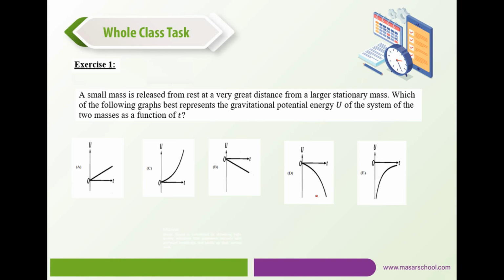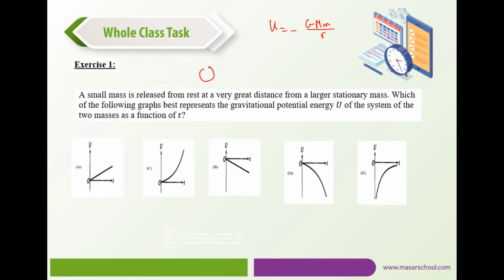Exercise 1. A small mass is released from rest at a very great distance from a larger stationary mass. Which of the following graphs best represents the gravitational potential energy of the system of the two masses as a function of time? You need to pay attention, because functions can be graphed according to different parameters. We have determined U to be given by minus G M m divided by r. If we're plotting U as a function of r, we would get a certain graph. If we're plotting U as a function of time, we'll get another graph, and this depends on our initial and final conditions as well. So here let me do a figure.